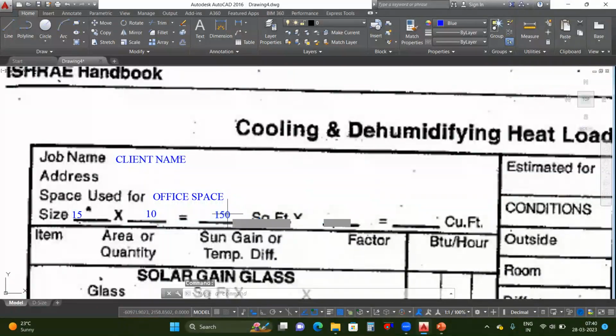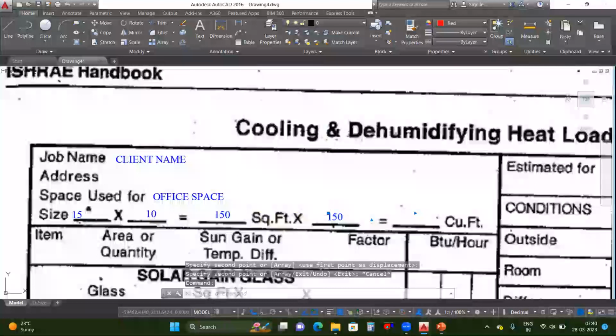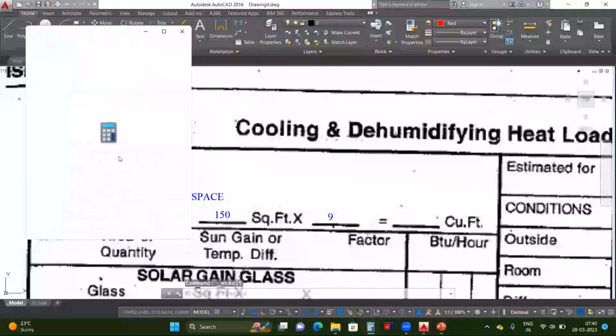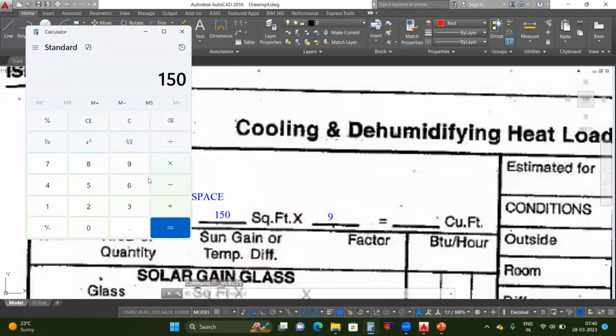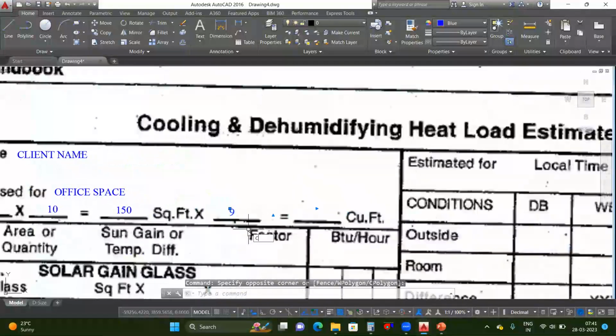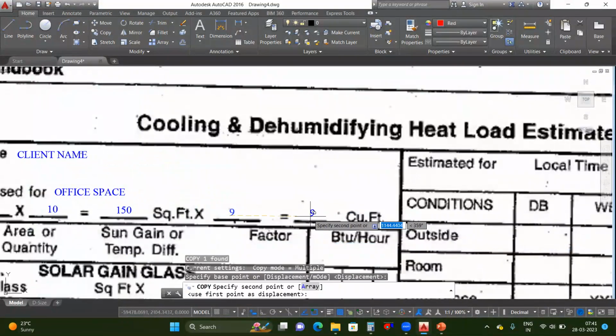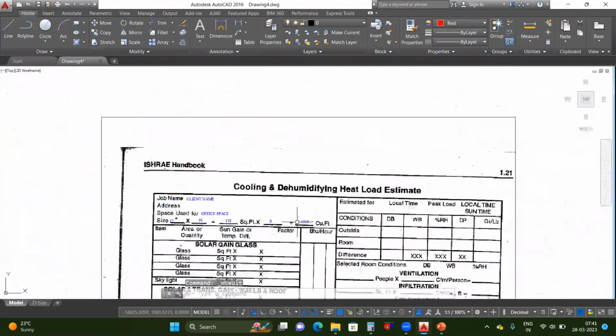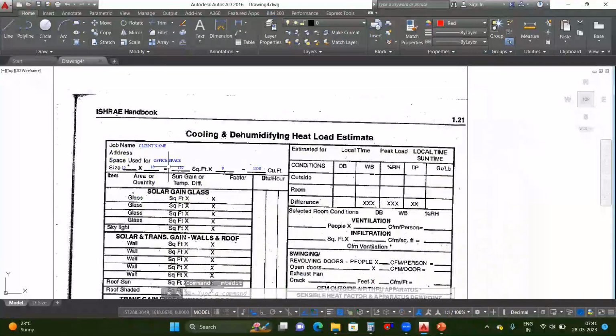So 9 feet I will write. When I multiply this, how much I will get? 150 multiplied by 9, that is 1350 cubic feet. Okay, fine. Next we'll complete the indoor and outdoor conditions, and next we'll go to other parts.